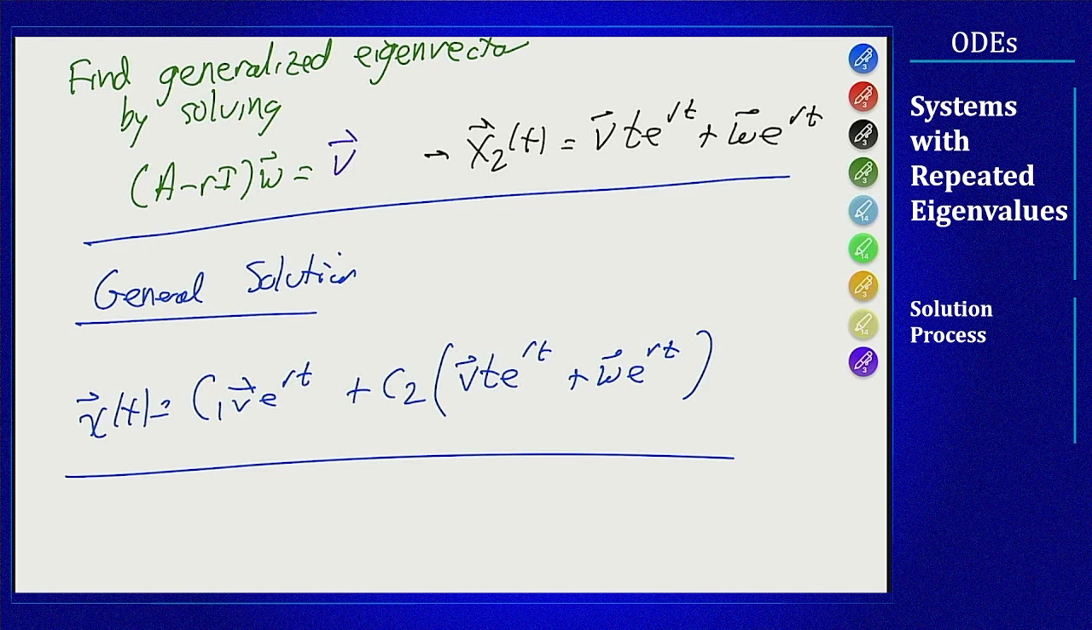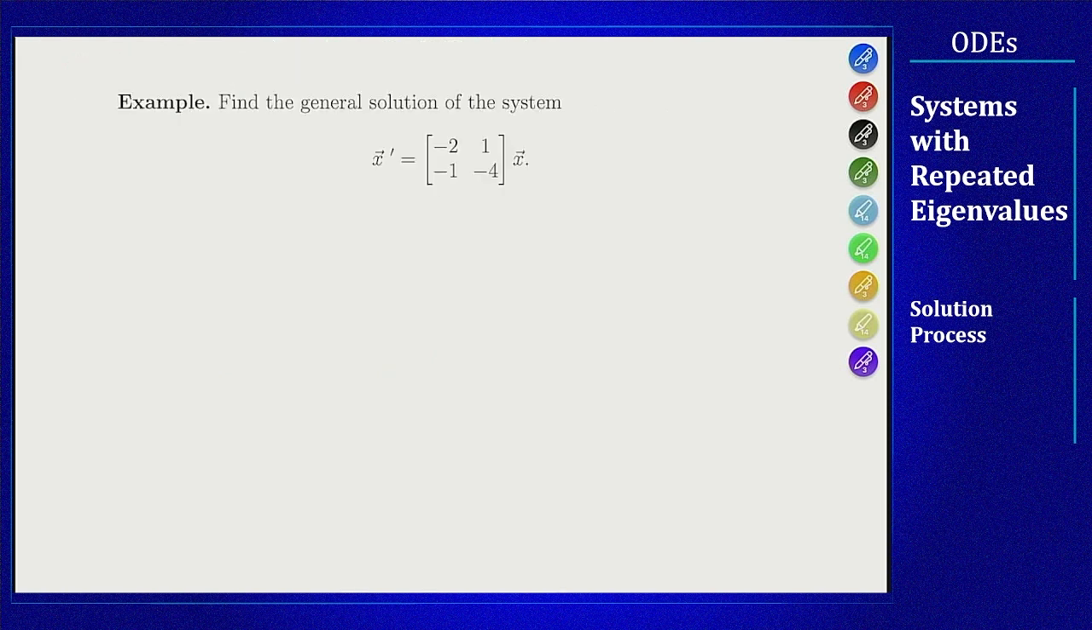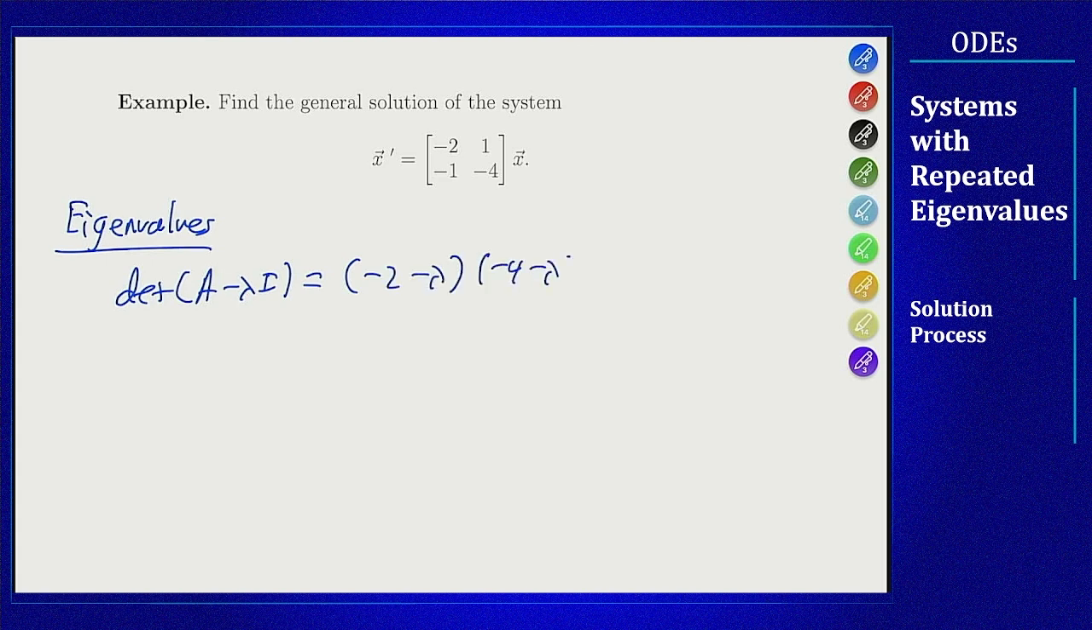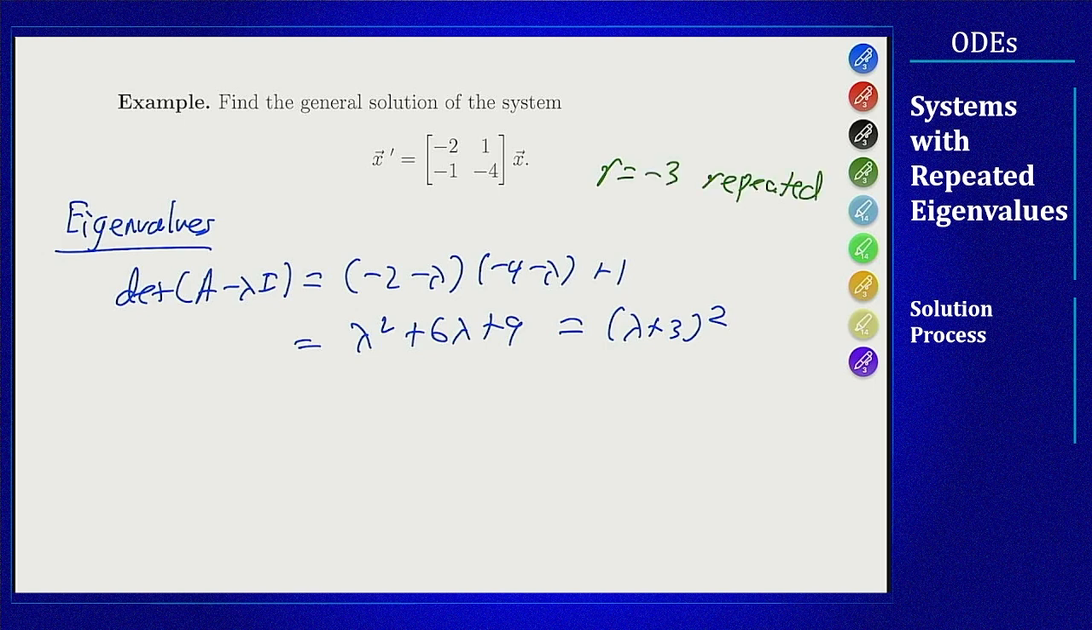All right, so for an example of this, let's look at this here. I have a system, vector x prime is [-2, 1; -1, -4] times x. You should probably guess it's repeated eigenvalues, but that's okay. Let's see what we get. Eigenvalues first, easily given by the determinant of A minus lambda I, which is (-2 minus lambda)(-4 minus lambda) plus 1, which is lambda squared plus 6 lambda plus 9, which is (lambda plus 3) squared. So our repeated eigenvalue is -3.